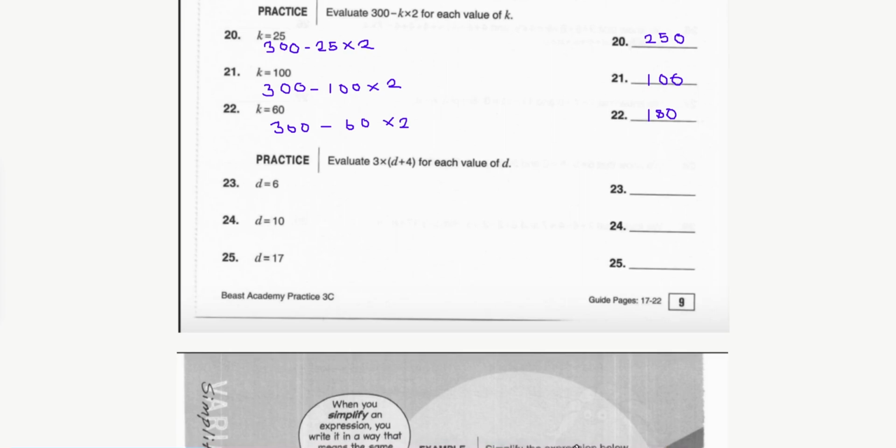Next, we have to evaluate 3 times d plus 4 for each value of d. So for 23, when d equals 6, the expression 3 times d plus 4 is equal to 3 times 6 plus 4, which is 3 times 10, or 30. When d equals 10, so 3 times 10 plus 4.